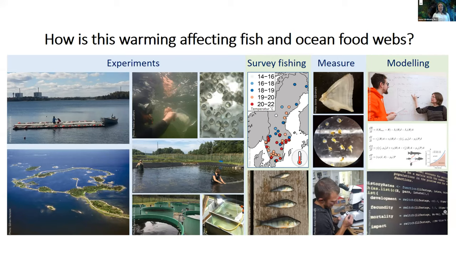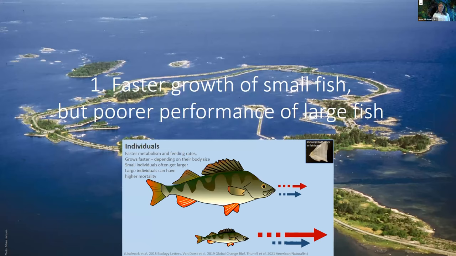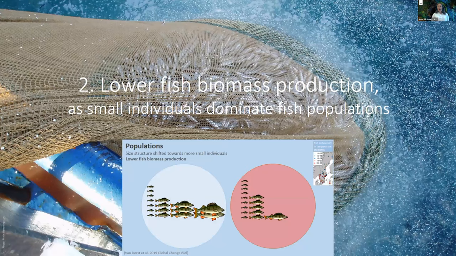What this research is showing us is that there are three major ways that warming is impacting fish and ocean food webs. Warming leads to faster growth of at least warm-adapted species of fish, but not all fish, and predominantly of the small individuals. The larger individuals in fish populations are usually performing poorer in the warmer environment. They are not growing faster. In some cases, for some species, the largest sizes are actually growing slower. And in really warm environments, we can also see an increased mortality. This leads in total to less fish biomass being produced from fish populations in warm environments, because the fish populations are no longer dominated by the large individuals, but by the smaller individuals in the populations.